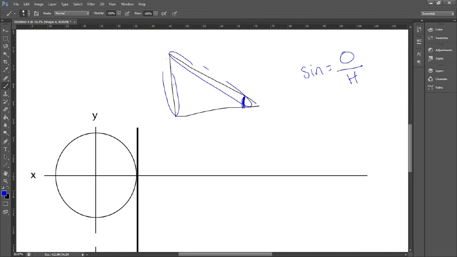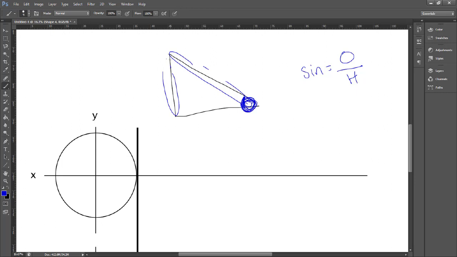Sine is opposite over hypotenuse. And so we usually do it in a unit circle, meaning that the hypotenuse is always 1. That makes sense, because it's always going around the circle, so it's assuming a radius of 1. Yeah, the unit circle always has a radius of 1, and that's what we generally use to base all our calculations off.